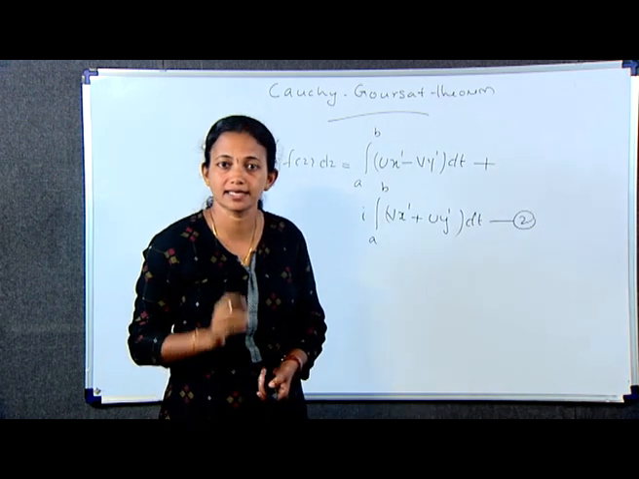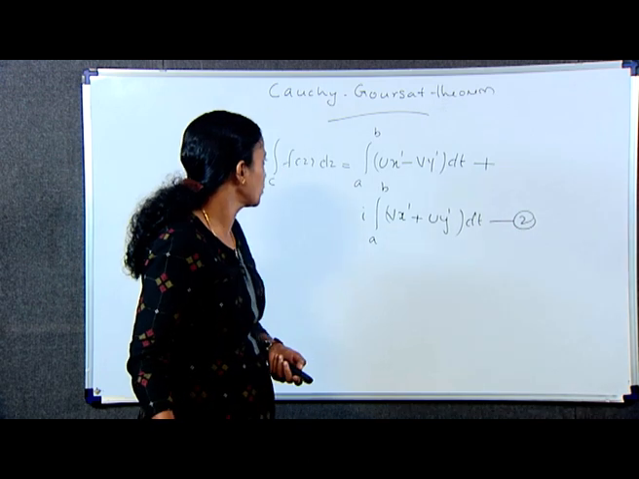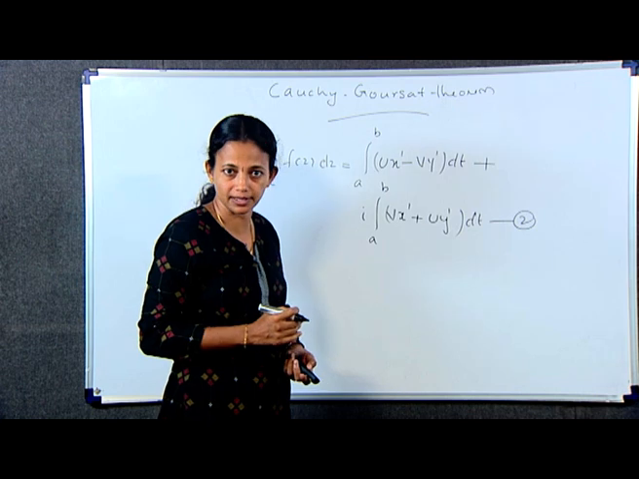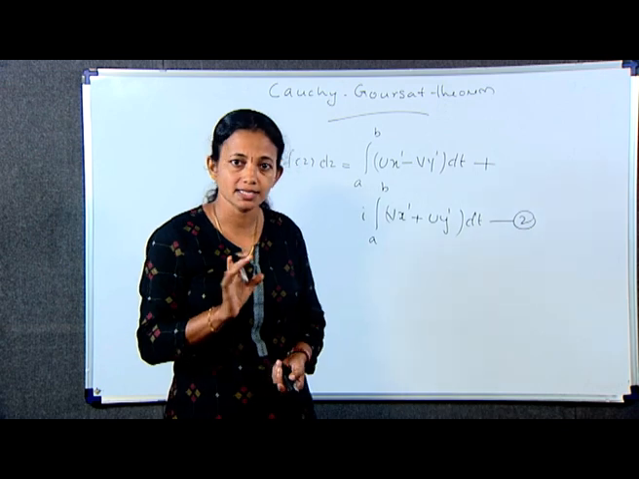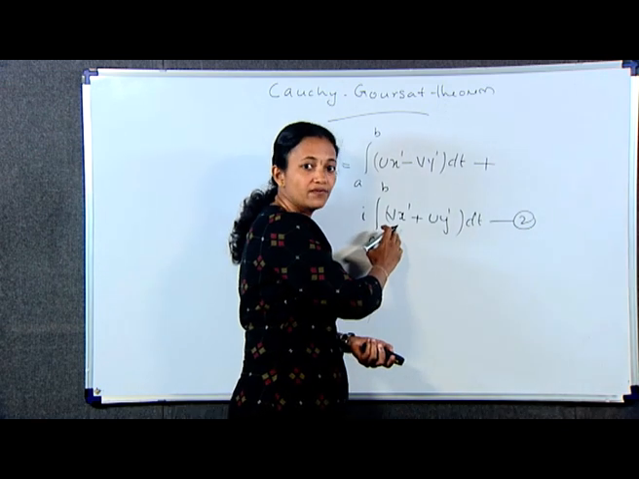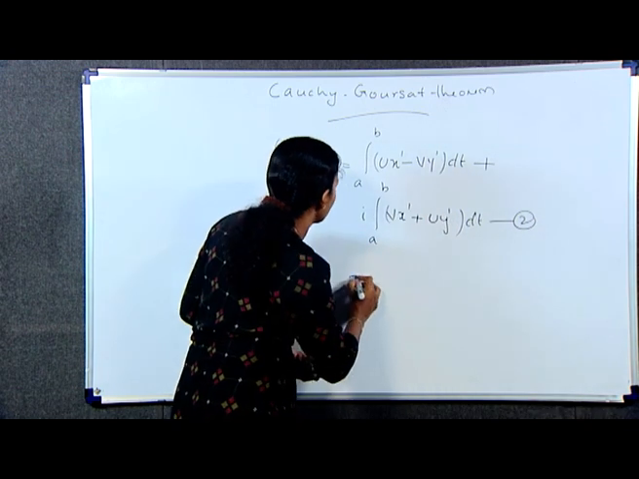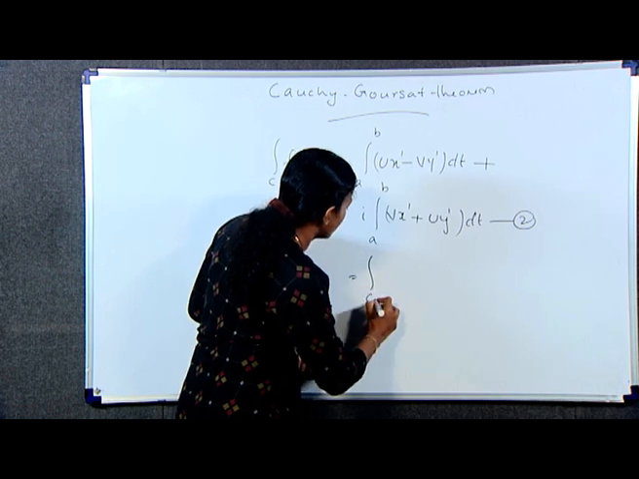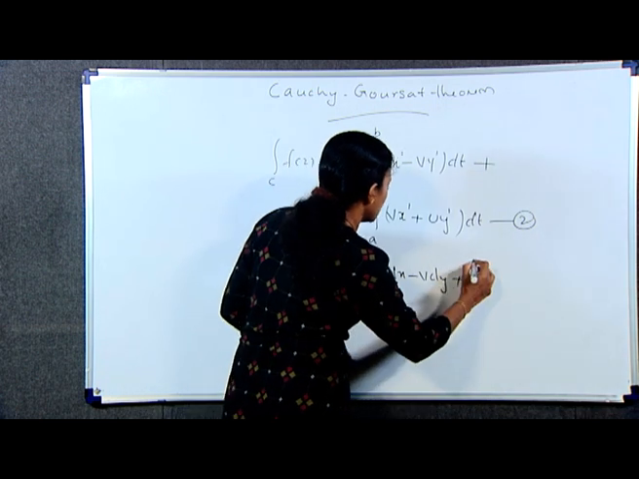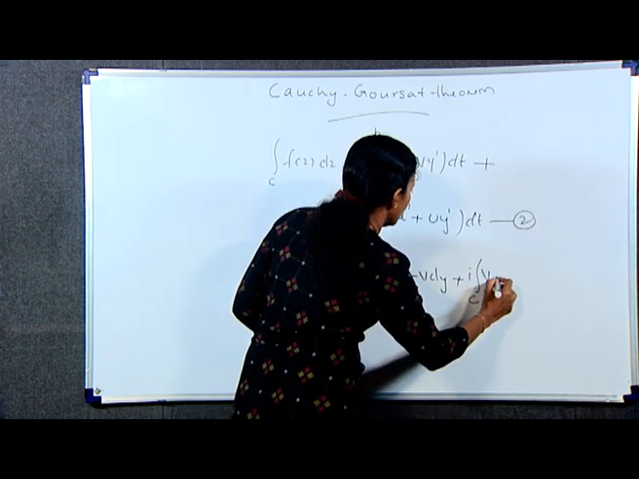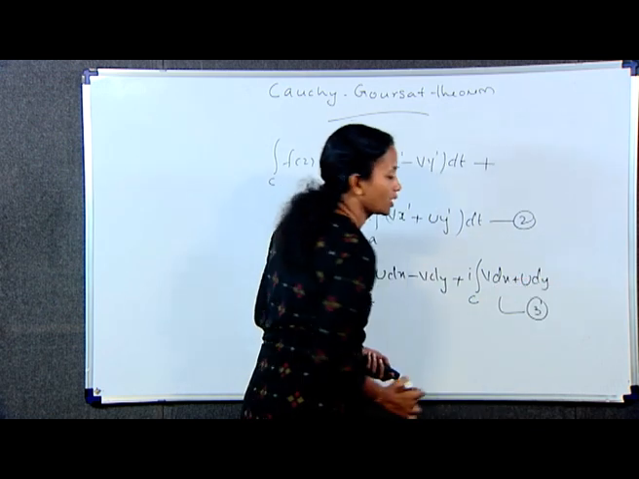In terms of line integrals of real valued functions of two real variables, the integral over C of f(z) dz can be written as the integral over C of u dx − v dy plus i times the integral over C of v dx + u dy. This is our equation number 3.